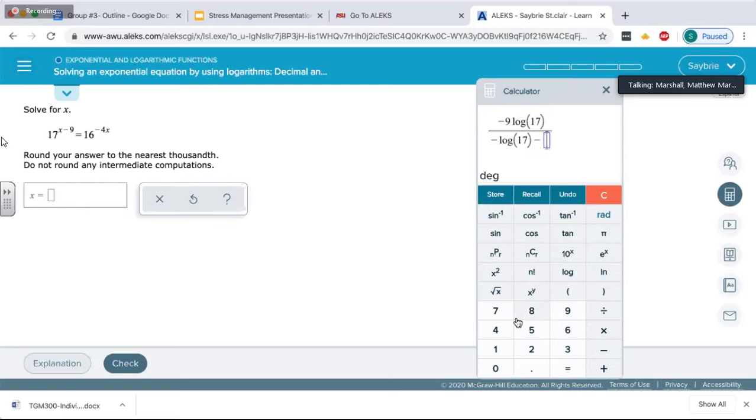Yeah, you had parentheses around that 17 right there. You would have been sunk. 16. There you go. That's better. Minus 4 log 16. There you go. That's different, yes. Round to the nearest thousandths. Alright, so keep going. That looks good.